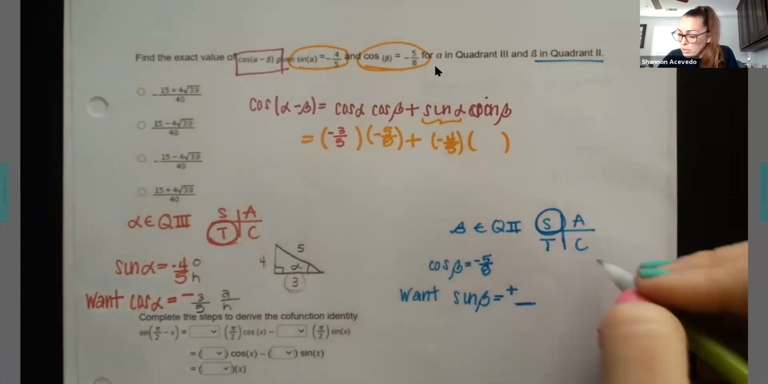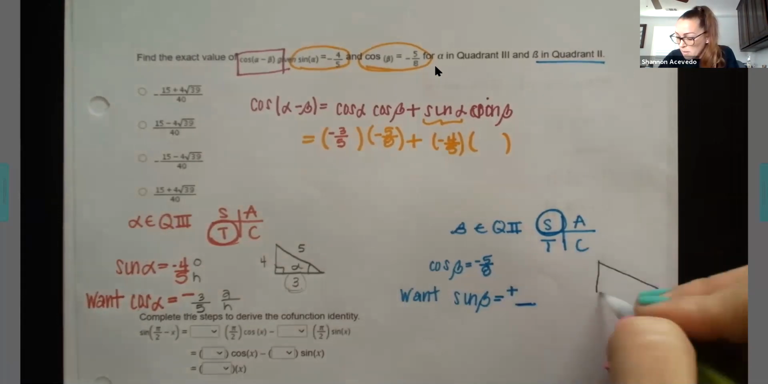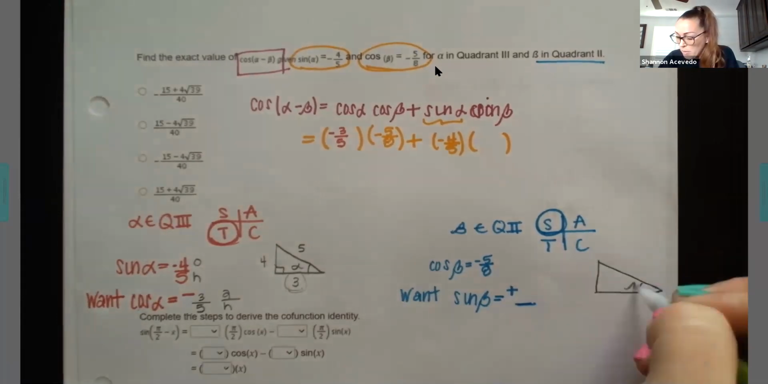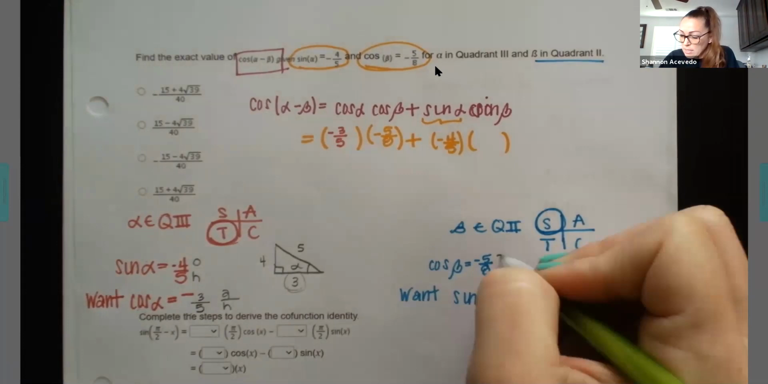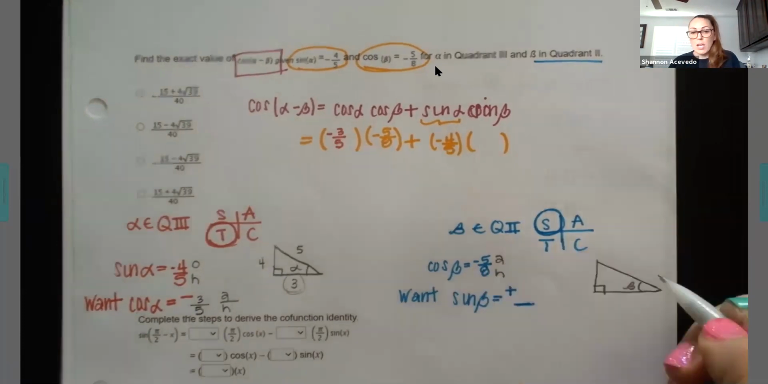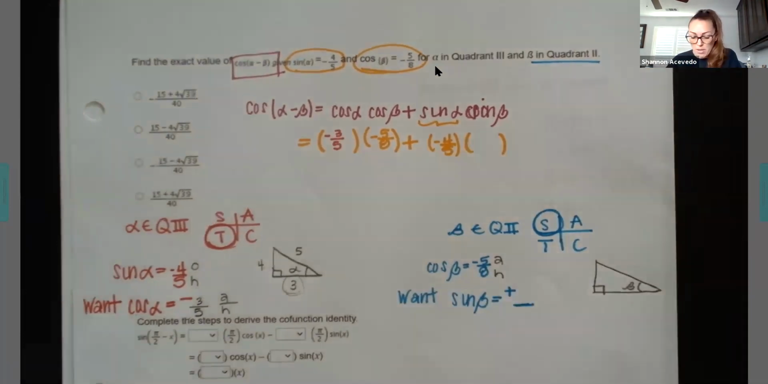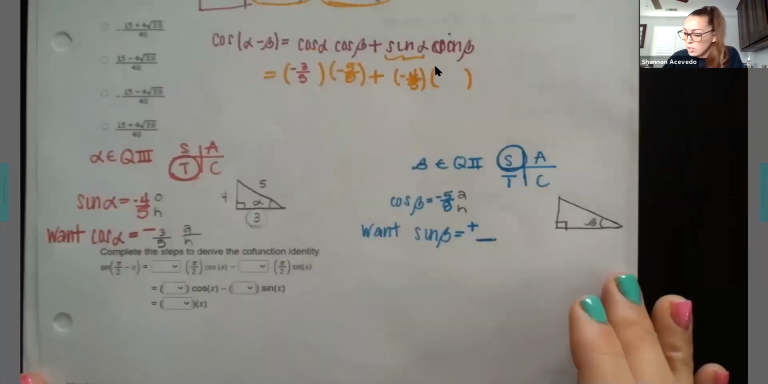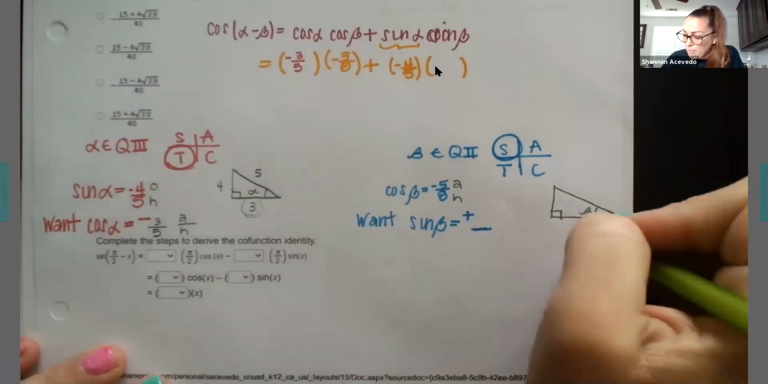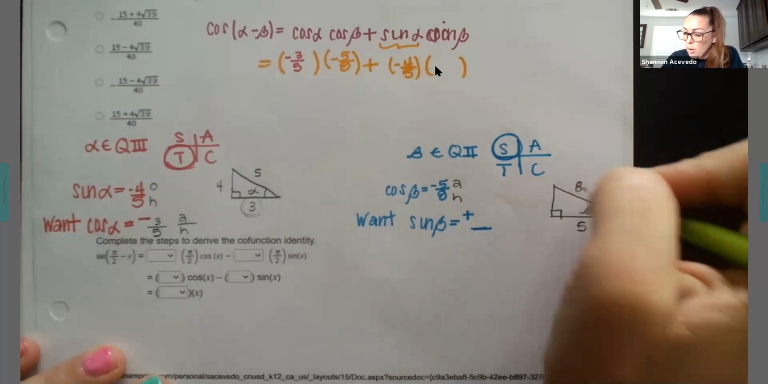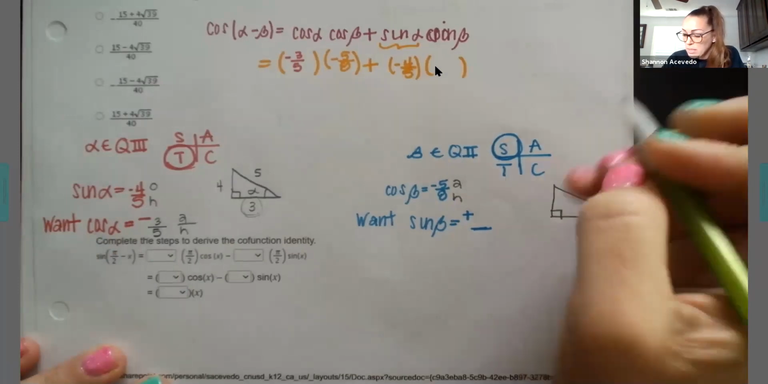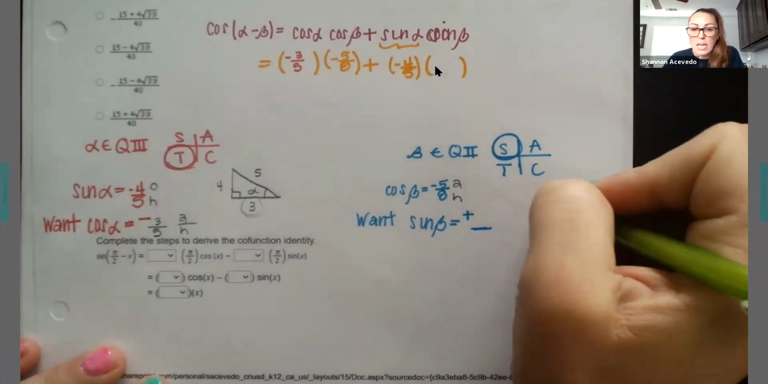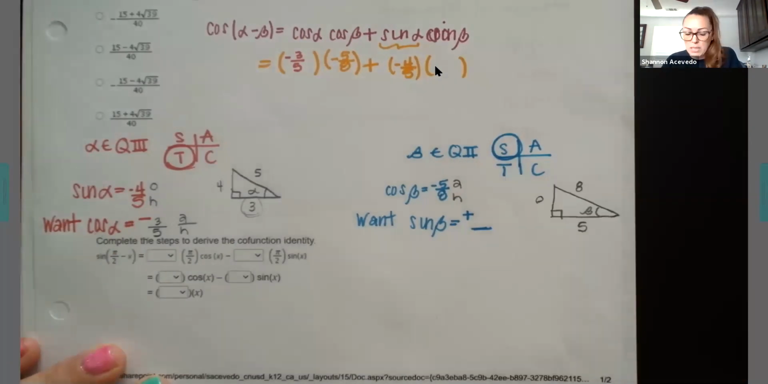I have to draw my triangle. Here's my beta, here's my right triangle. This is my adjacent and my hypotenuse. My adjacent side and my hypotenuse, right? So my adjacent side is 5, my hypotenuse is 8. I want to figure out what this missing side is. What is my opposite side going to be? So I just used an O for opposite. You can use an X, whatever you want.